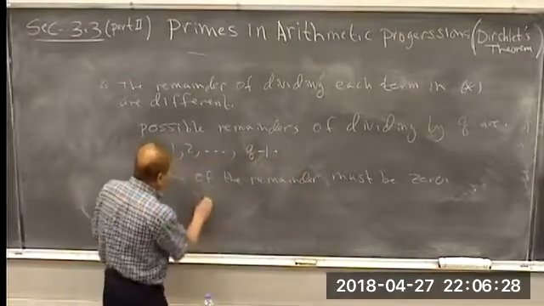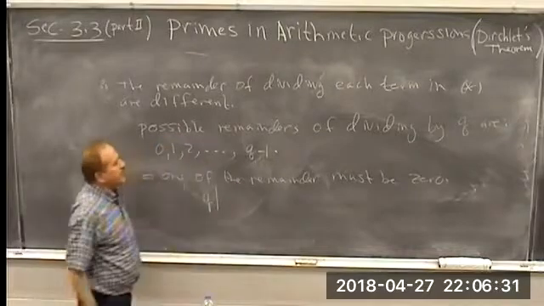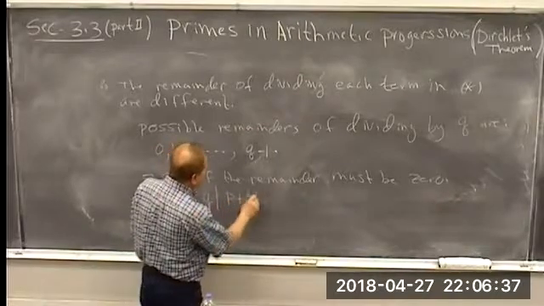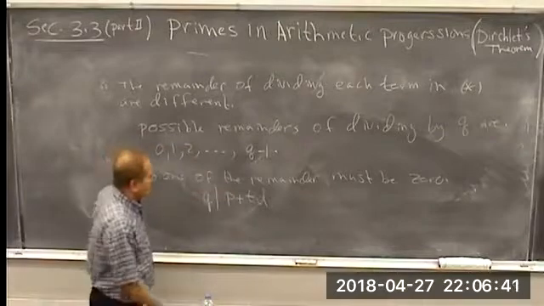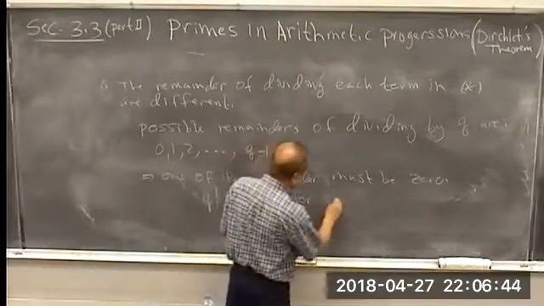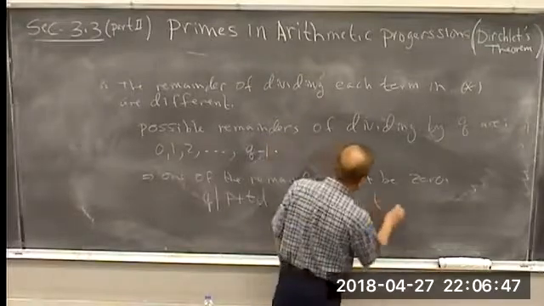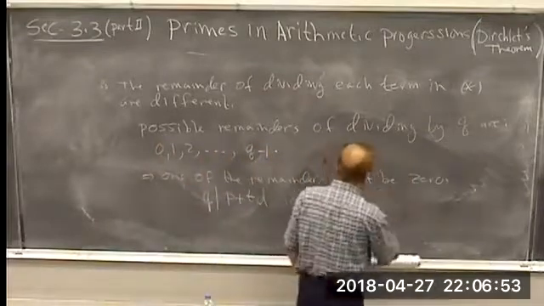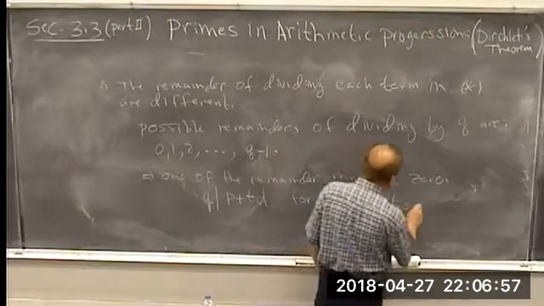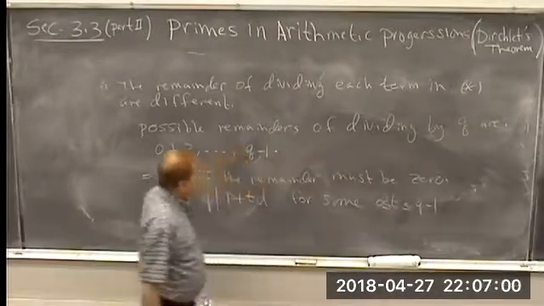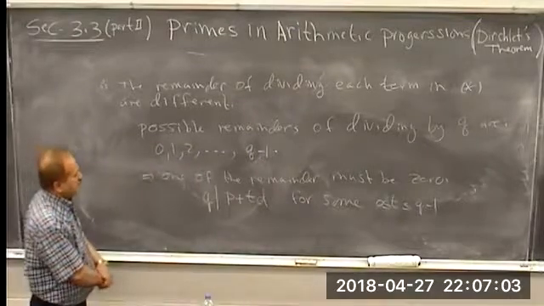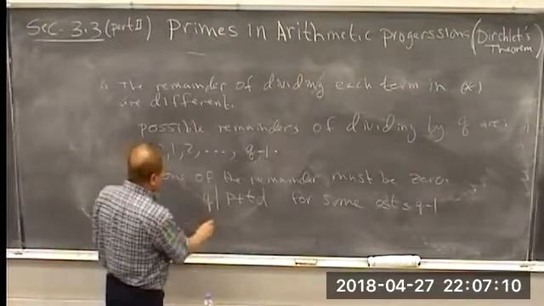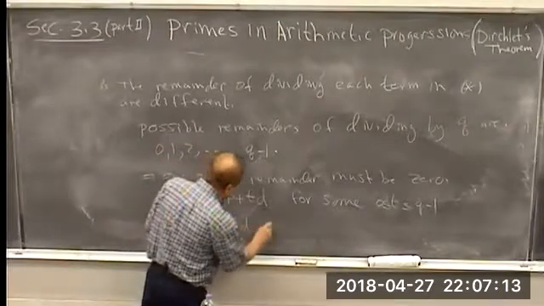This means that q is going to divide, without remainder, one of the terms. What are the terms? They are p plus t times d, for some t. And t is going to be between 0 and q minus 1. I don't know which term we have, but t is going to be less than q. This implies that p plus td is composite.